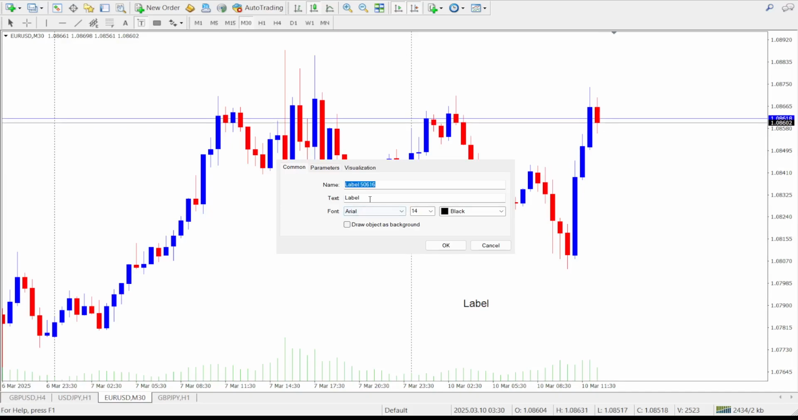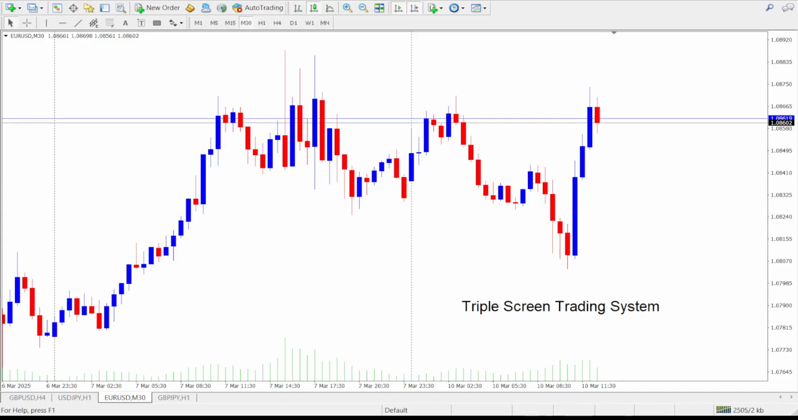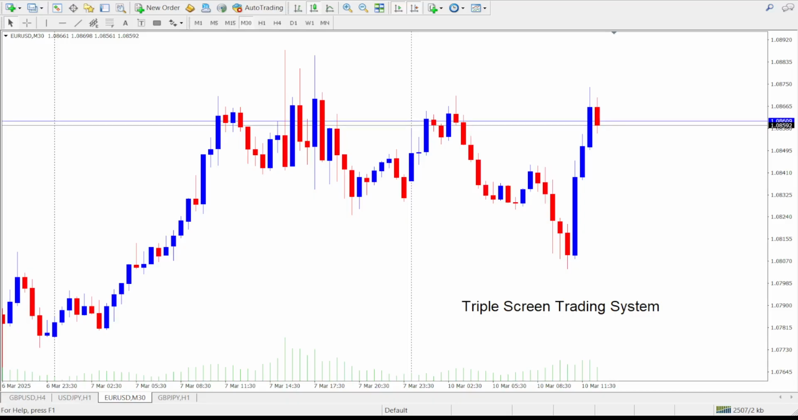Okay, let me just indicate that right here. Okay, now why is this so powerful? Because trading on one time frame alone can sometimes give you false signals. A market could be moving sideways on a shorter time frame while showing a strong trend on a longer one. Now, the triple screen system solves this issue by aligning your trades with the overall market direction.